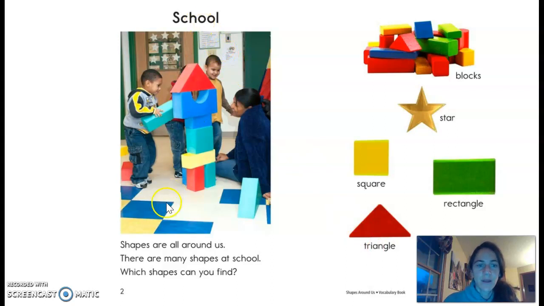School. Shapes are all around us. There are many shapes at school. Which shapes can you find? Look at the blocks. Star, square, rectangle, triangle, arch.